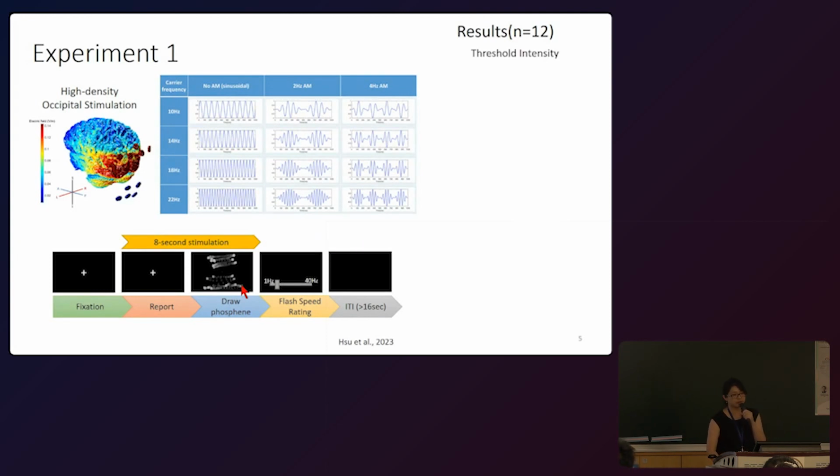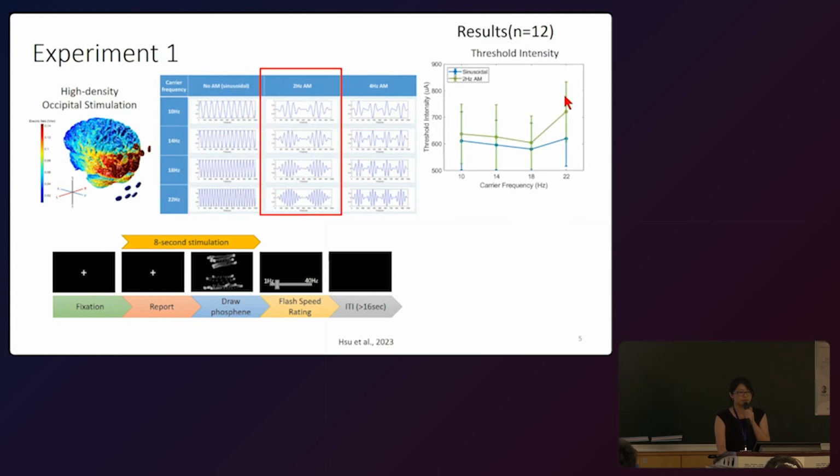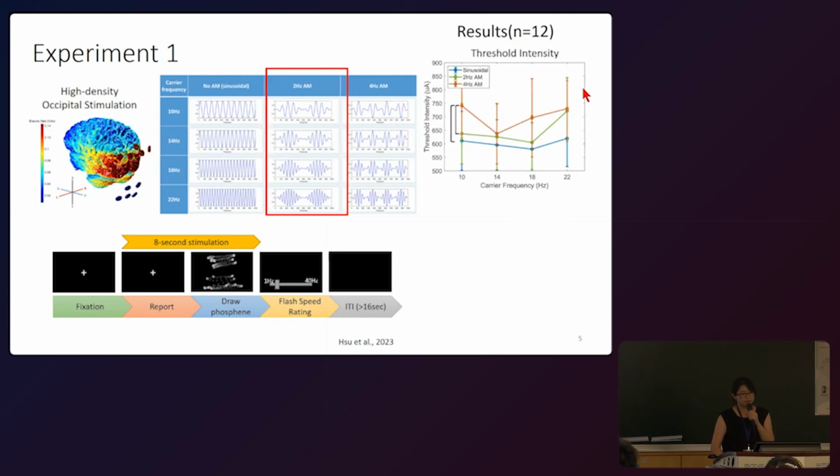So for the results here, first we can see the threshold intensity. This blue line represents the threshold intensity of the sinusoidal stimulation. That means there's no amplitude modulation. And basically, we found a very similar phenomenon to Dr. Kanai, that the most sensitive area falls around 20 hertz. And if we add a 2 hertz amplitude modulation, then you see the threshold intensity rise. And if we add a 4 hertz amplitude modulation, the threshold rises even more.